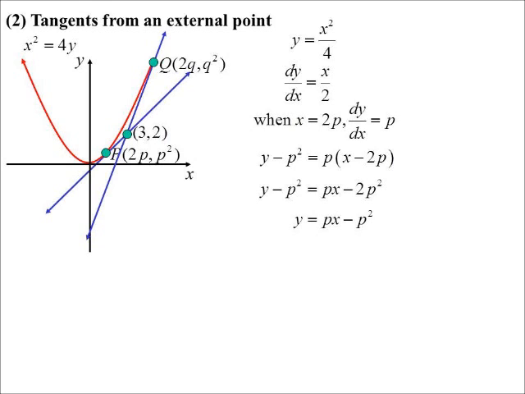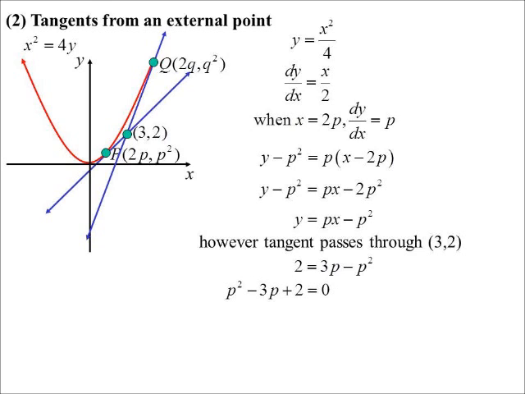That's great, but I don't know this parameter. However, I do know the line goes through the point 3, 2. So I could sub that in and work out the parameter. I can solve our quadratic and I get two possibilities.